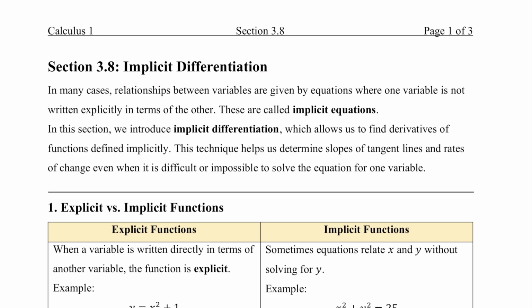So far, most functions we have worked with have y written directly in terms of x. For example, y equals 5x minus 1. These are called explicit functions. But sometimes x and y are mixed together in one equation and we don't solve for y. Those are called implicit equations. In this section, we'll learn implicit differentiation, which helps us find derivatives even when y is not isolated.